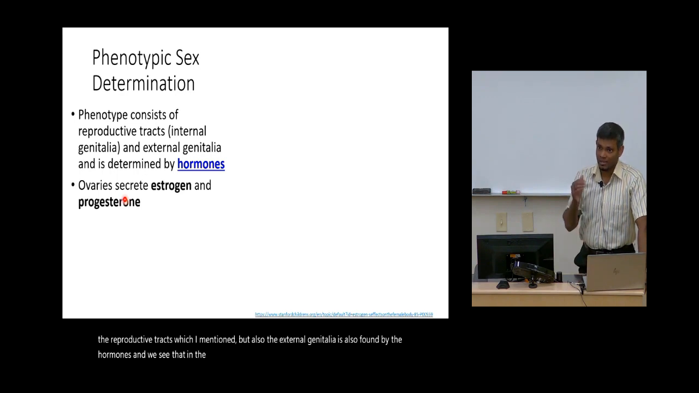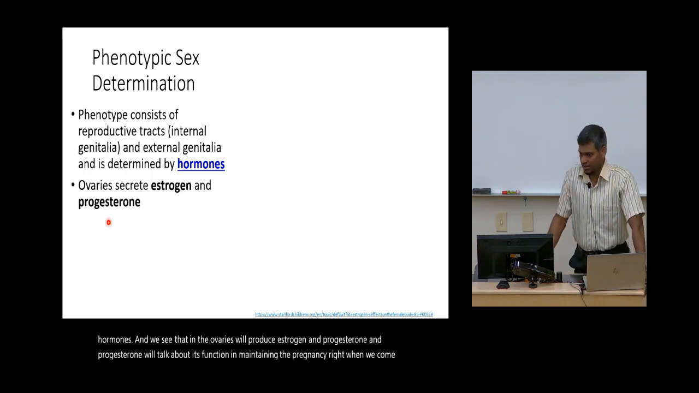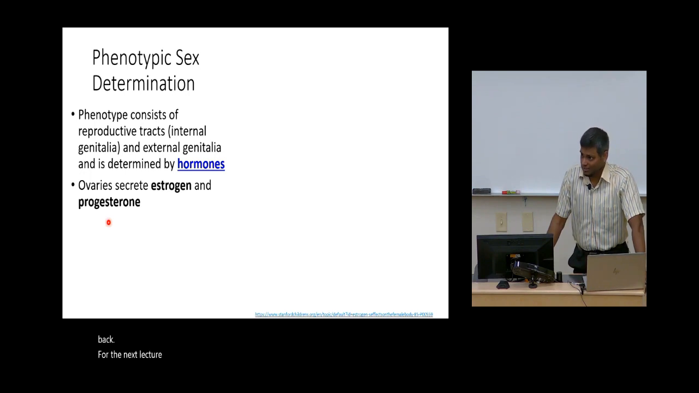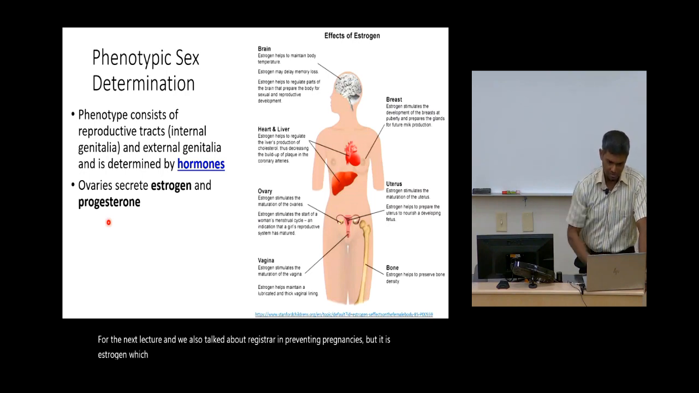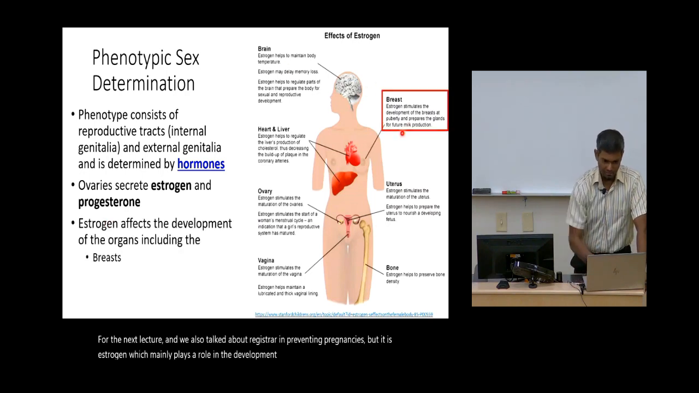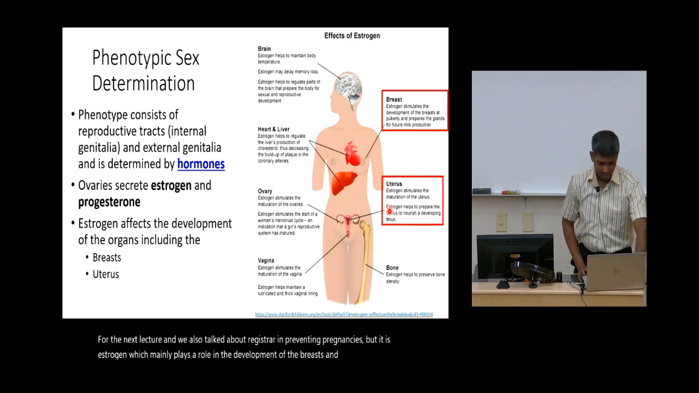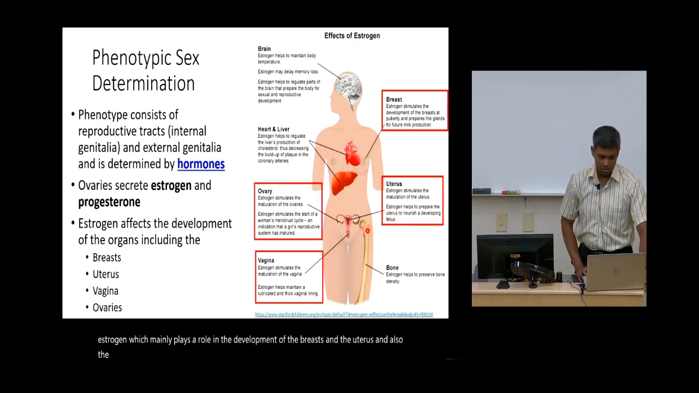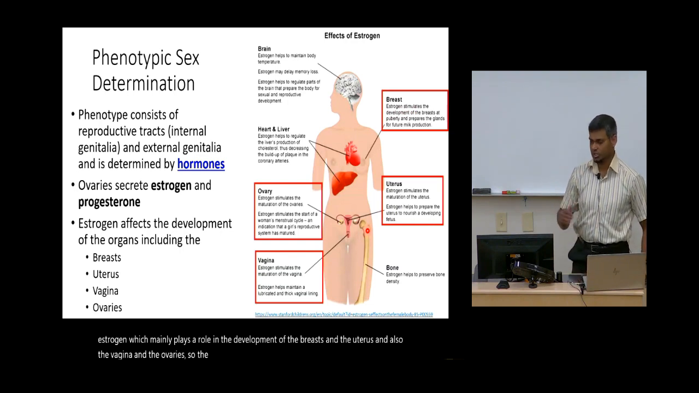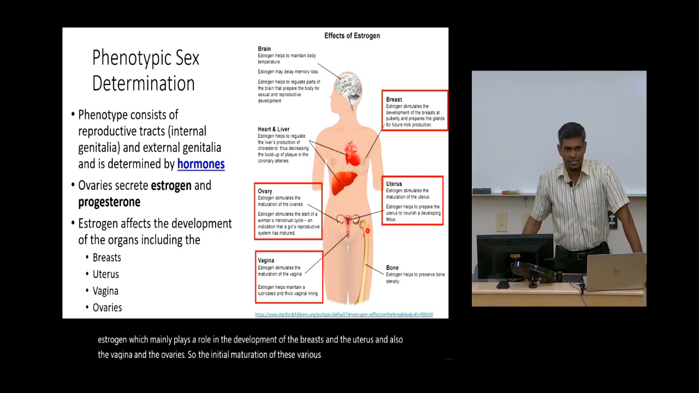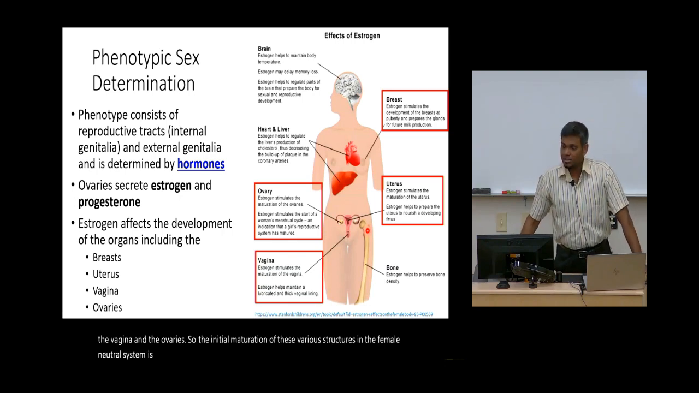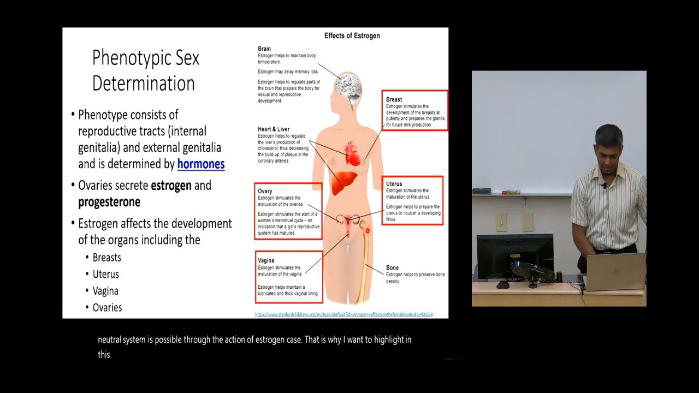And we see that the ovaries will produce estrogen and progesterone. We'll talk about its function in maintaining the pregnancy when we come back for the next lecture. And we also talked about progesterone in preventing pregnancies. But it is estrogen which mainly plays a role in the development of the breasts and the uterus and also the vagina and the ovaries. So the initial maturation of these various structures in the female reproductive system is possible through the action of estrogen. Okay, so that is what I want to highlight in this slide.